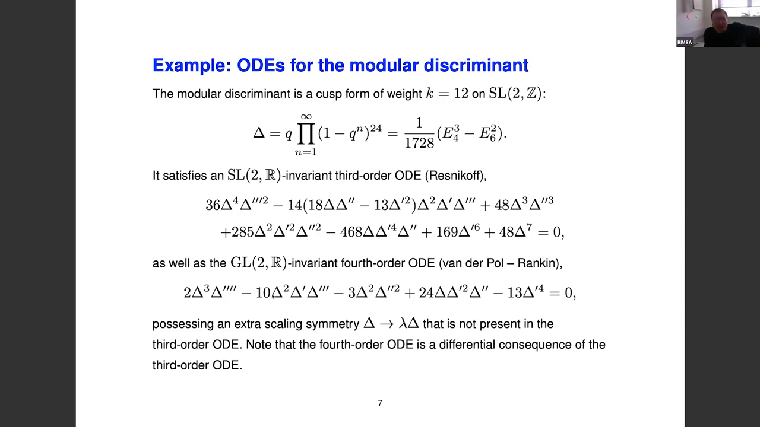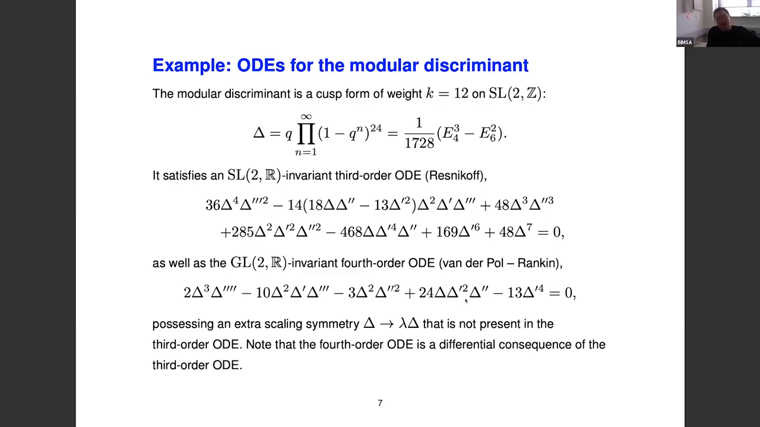And therefore, if you scale delta by some coefficient, the equation doesn't change. So you have an extra scaling symmetry in this equation, right? Delta goes to lambda delta. And there is no scaling symmetry in the above equation, in the third order equation. You see, all these terms are of algebraic degree 6 in delta, but the last one has degree 7. So this equation is not invariant under scaling of delta, but this is.